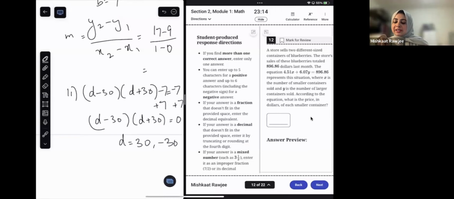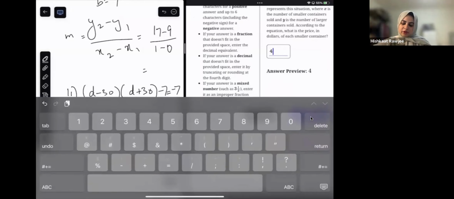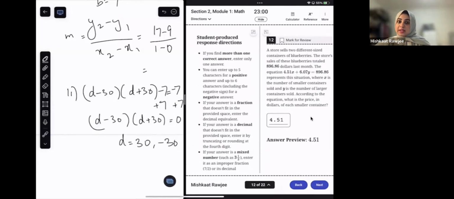The smaller container would be 4.51. So we'll just write that down, 4.51. And we move on to the next one.